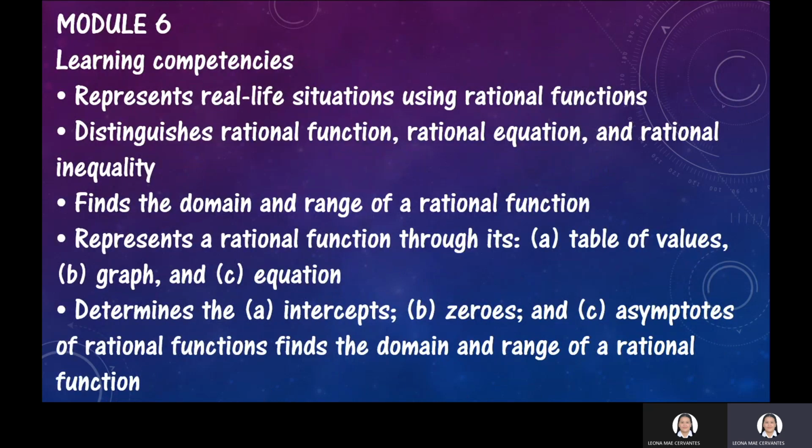Module 6. Learning Competencies: represent real-life situations using rational functions; distinguish rational function, rational equation, and rational inequality; find the domain and range of a rational function; represent a rational function through its table of values, graph, and equation; determine the intercepts, zeros, and asymptotes of rational functions; and find the domain and range of a rational function.